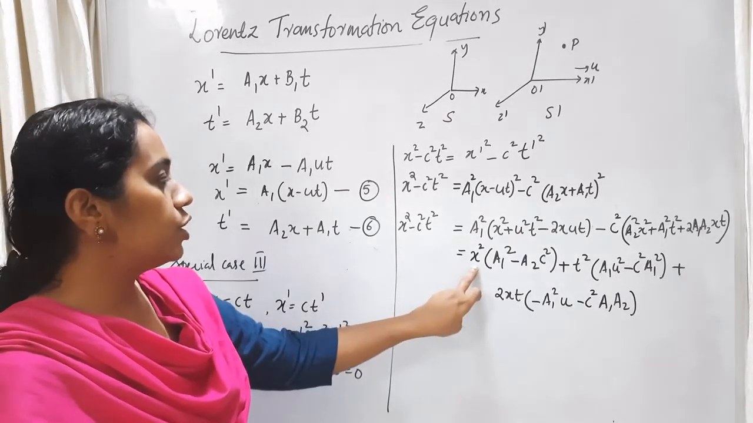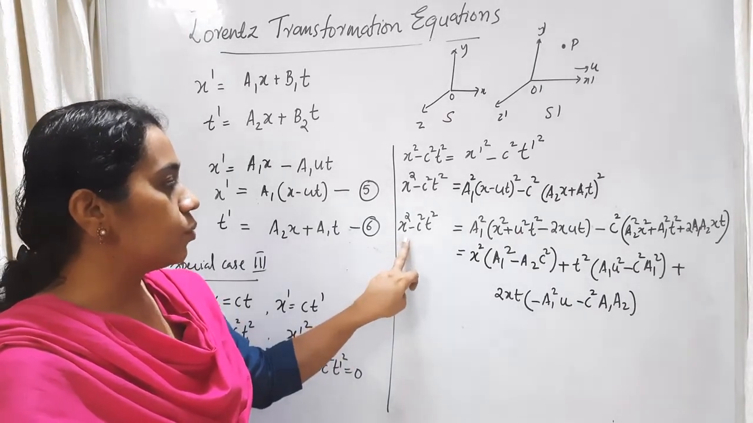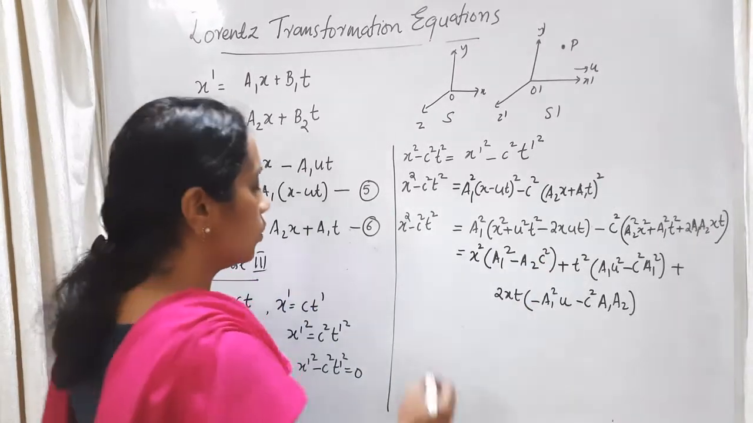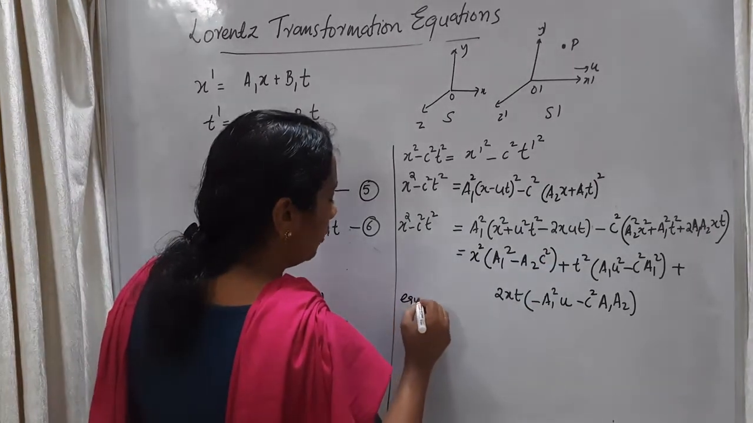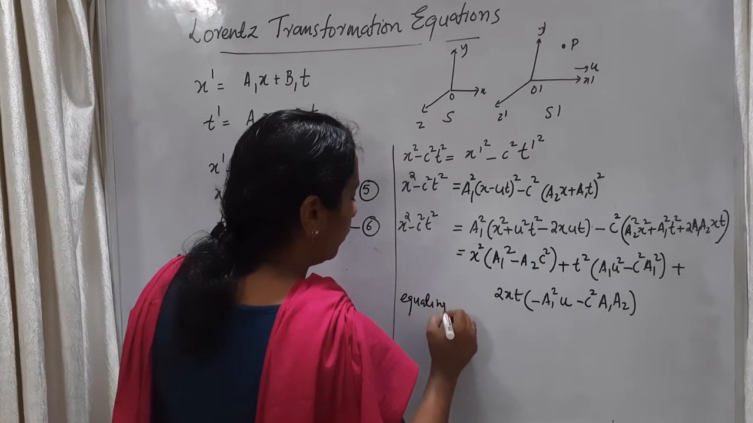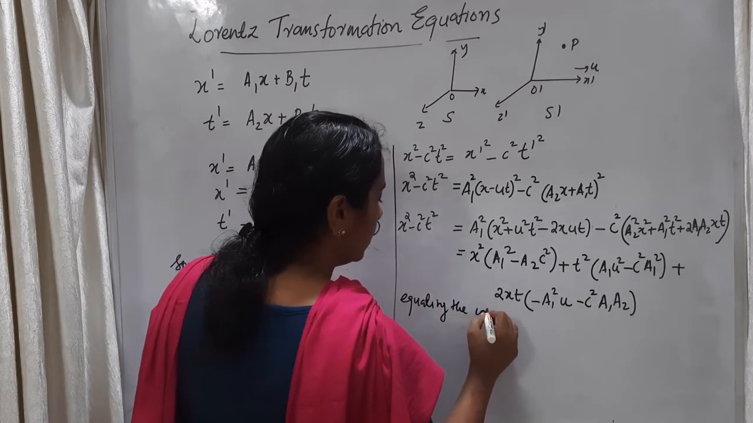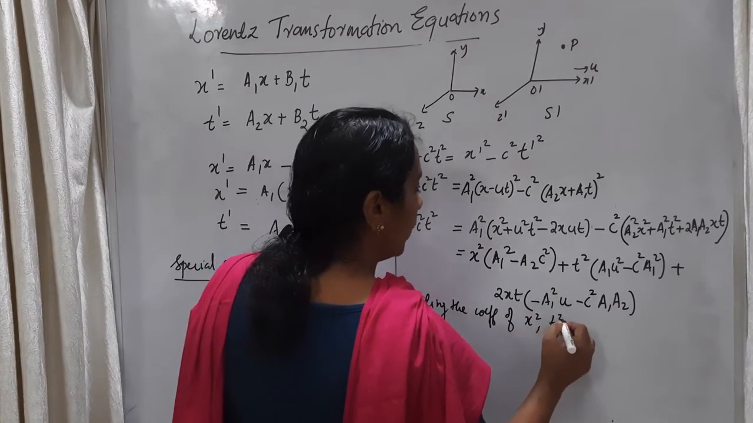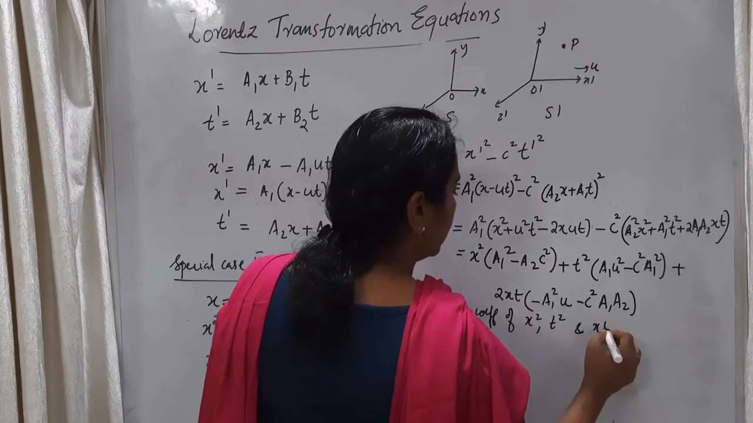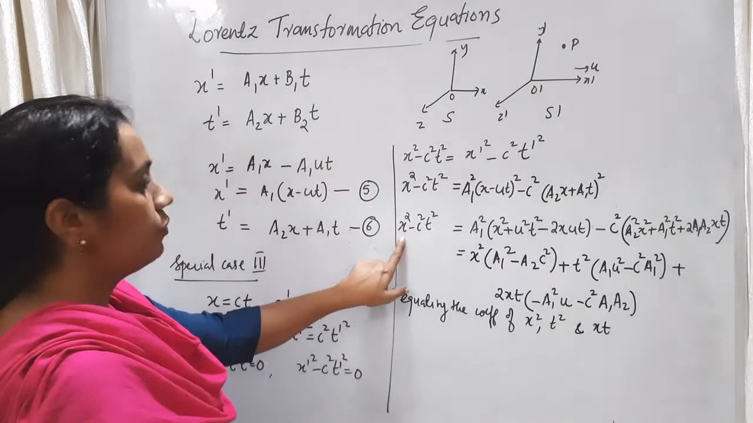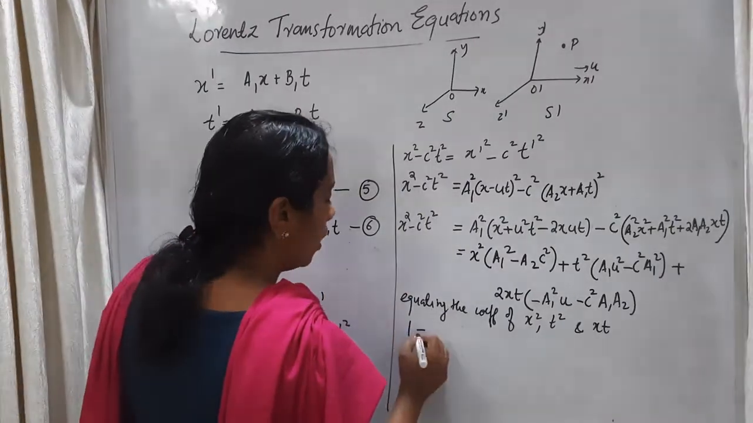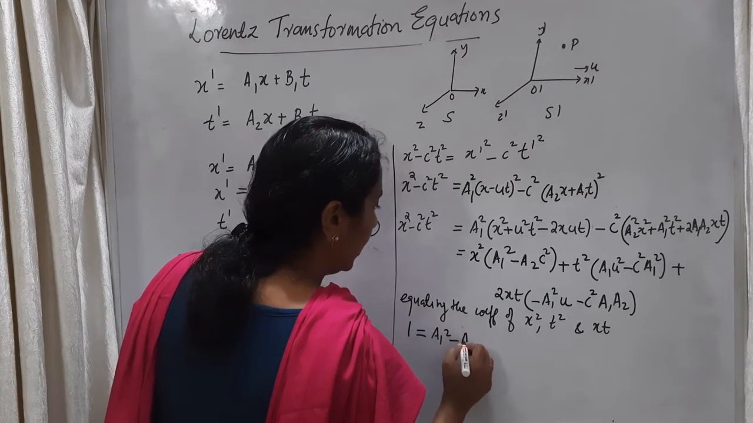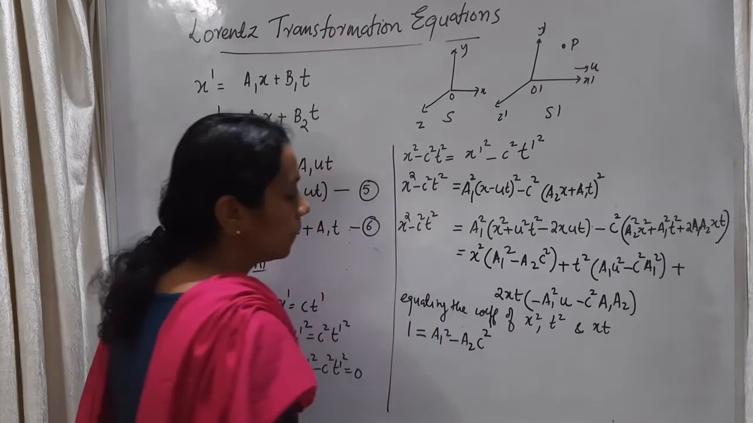So what is the coefficient of x square? On the left hand side it is 1. On the right hand side it is a1 square minus a2 c square. So equating the coefficients of x square, t square and xt, you can write the coefficient of x square is 1 on the left side, and on the right side is a1 square minus a2 c square. Okay.